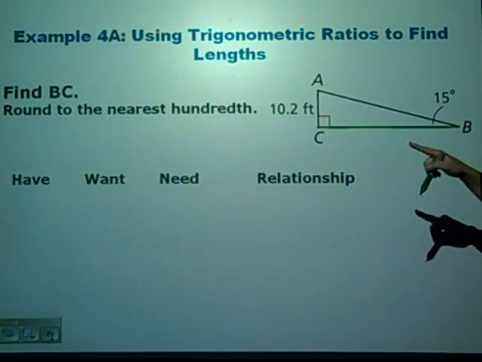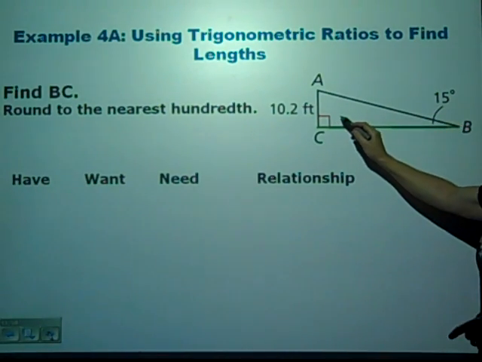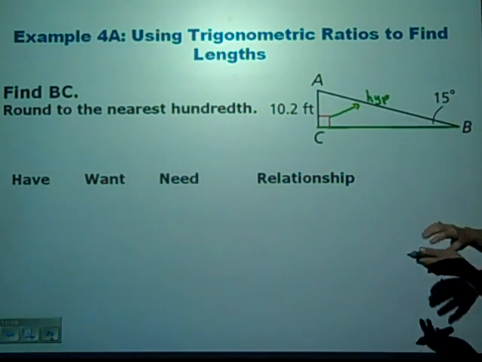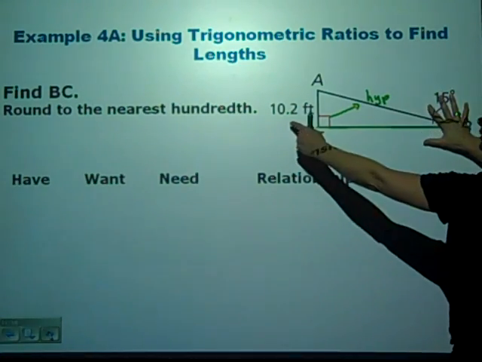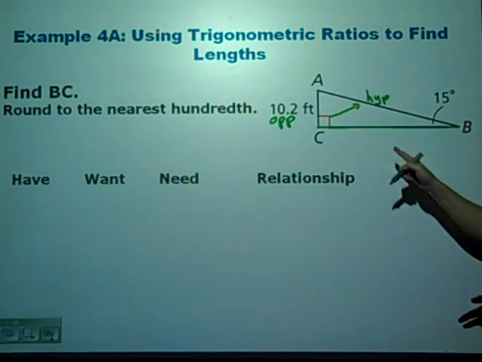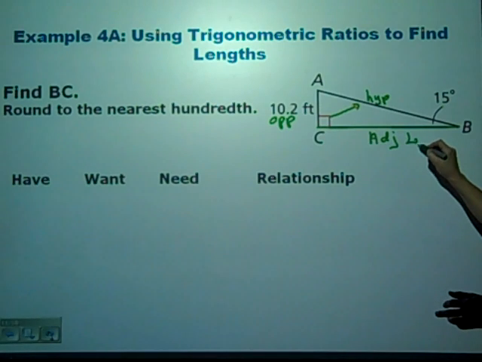So I want you to think about what parts of the triangle do you have, what parts do you want, and then what ratio is going to compare those two things. So here's my angle. First thing I do, find your hypotenuse. Across from here is the hypotenuse. Then I look at this angle, because that's the one we're going to work with, and I cover it up. And this is the side I see, so I know this is my opposite side, my opposite leg, which makes this, by default, the adjacent leg.